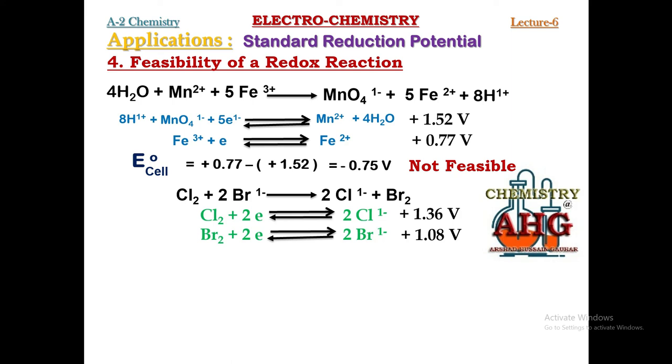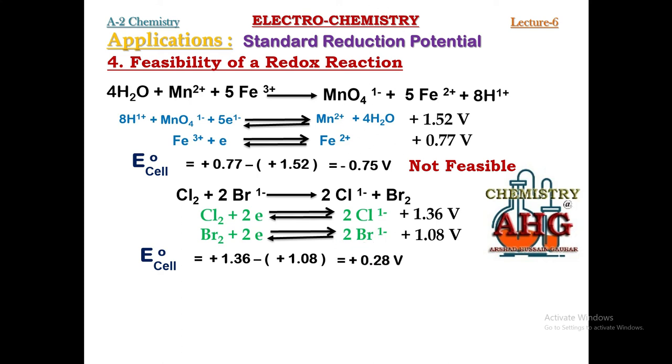In that case, chlorine Cl₂ is on the left hand side. It means chlorine is undergoing reduction. So the chlorine half cell must become the cathode. So if you use the formula, the chlorine half cell's reduction potential is positive 1.36 minus the reduction potential of the bromine half cell, the answer you will get is positive 0.28.